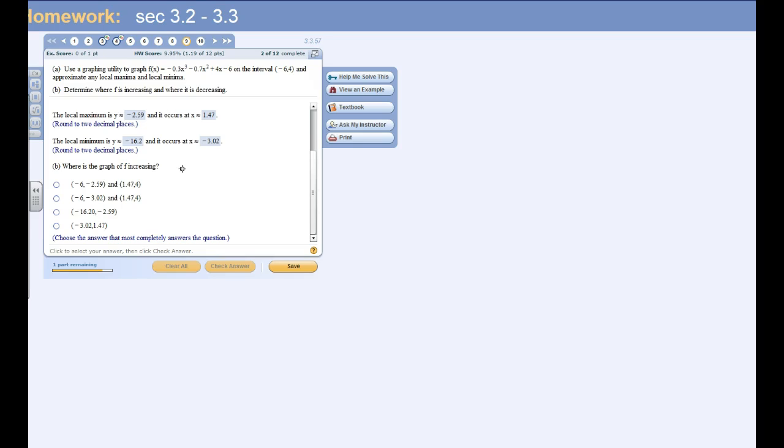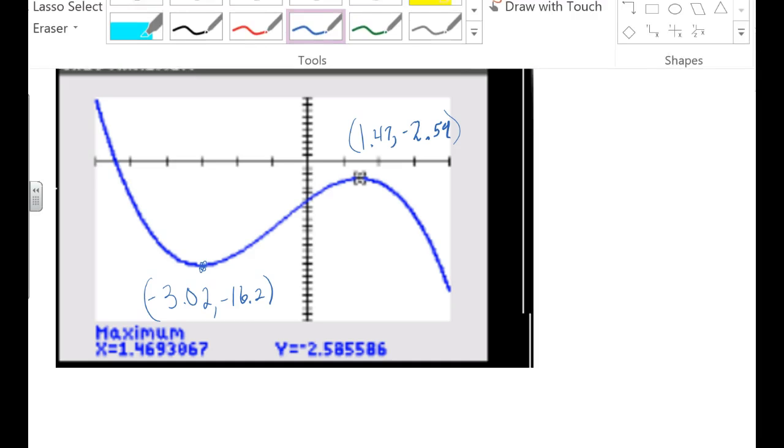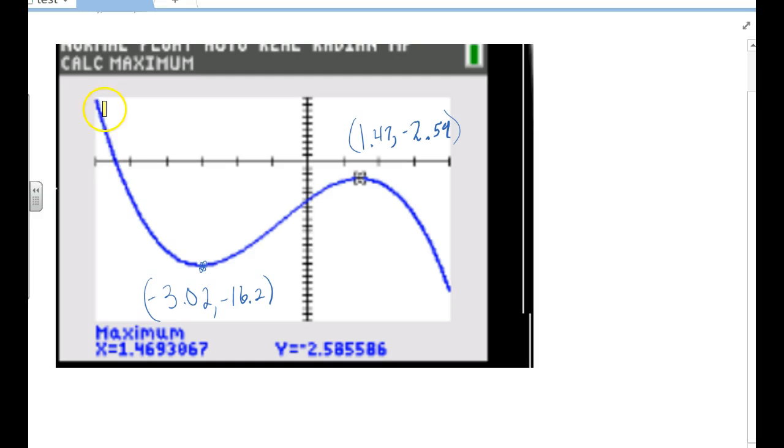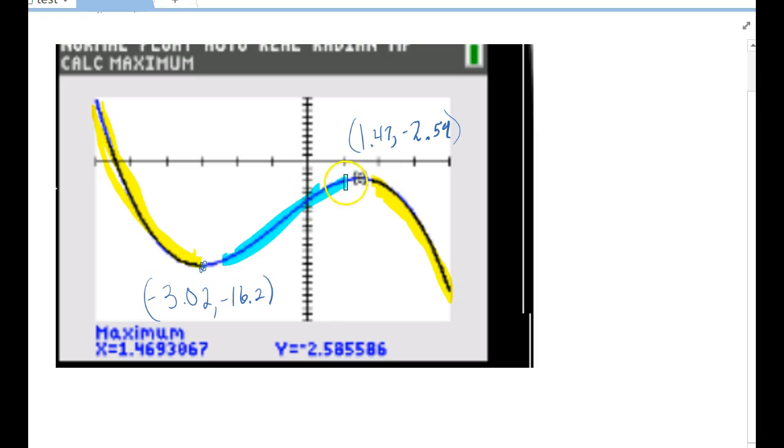So once you have the maxes and mins, we can talk about intervals of increase and decrease. So once you've located your maxes and mins, you may want to draw out a picture, but it's kind of easy then to see this function is decreasing in this yellow, and it's also decreasing in this yellow space, where it's increasing simply in this blue. So you can see that the maxes and mins define intervals of increase and decrease.